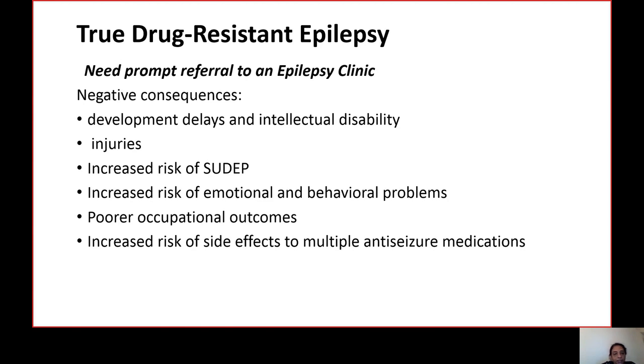And when they become adults or adolescents, then the occupational outcomes may be less, and also they are at risk of side effects from multiple anti-seizure medications because they have true drug resistant epilepsy, which we need to treat.